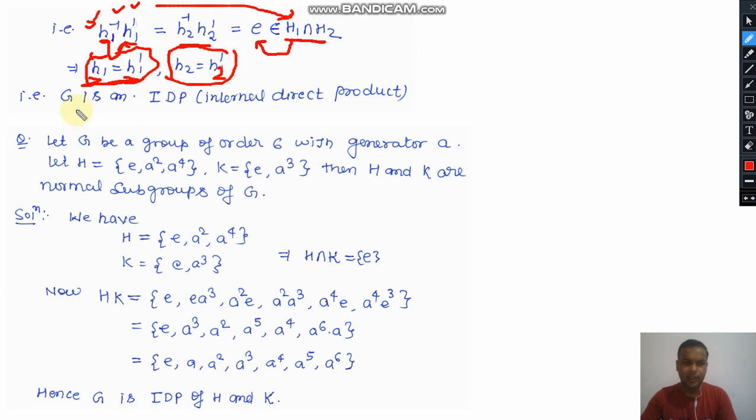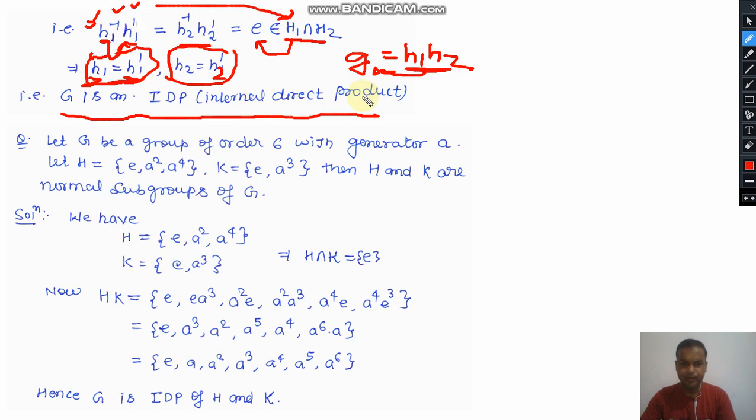So G can be written as the internal direct product, because every element g of G can be expressed as a unique combination of two elements h1 and h2, the first from H1 and the second from H2. No different combination can be equivalent to g. So this is the internal direct product.